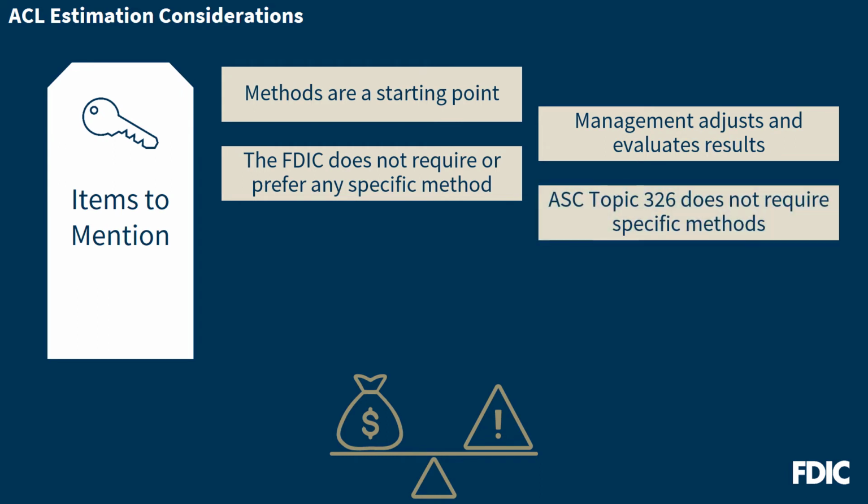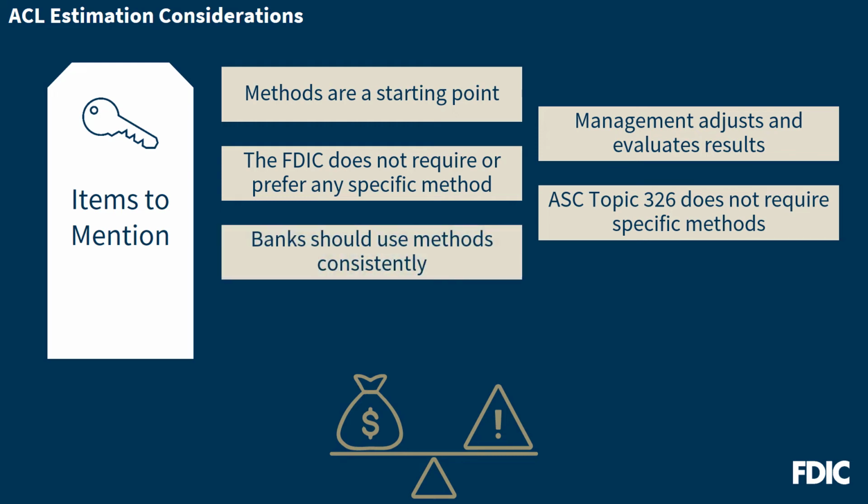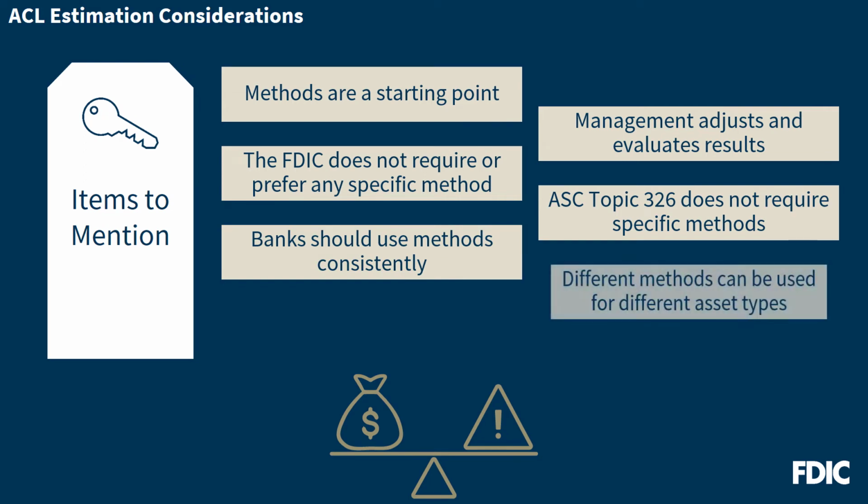Likewise, ASC Topic 326 does not require the use of a specific credit loss estimation method for purposes of determining ACLs. This means various methods may be used to estimate the expected collectibility of financial assets. However, the accounting standard also stresses that whatever methods a bank chooses should be applied consistently over time. Keep in mind that the same loss estimation method does not need to be applied to all financial assets. Management can select a different method for different asset types or for the same asset type when that method will result in a better estimate of ACLs.